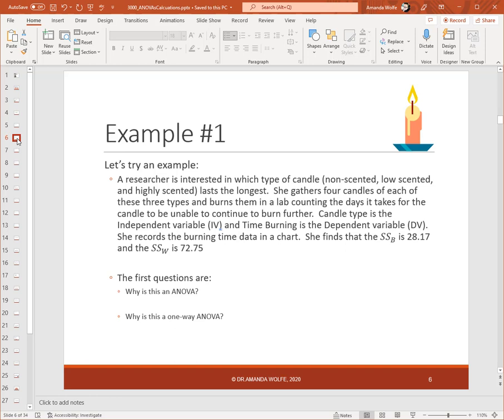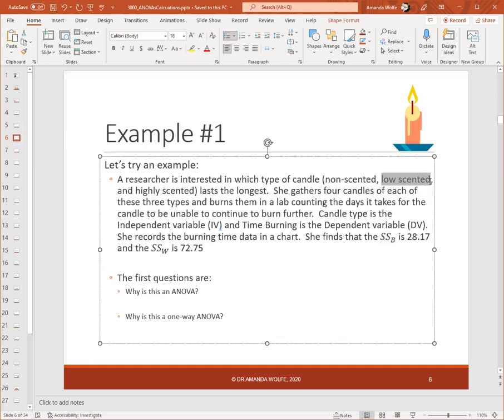So let's get to our first example. You are a researcher and you're interested in which type of candle lasts the longest. And you have 3 options: non-scented candles, low-scented candles, and highly scented candles. The researcher is going to gather 4 candles of each of these 3 types and will burn them in the lab, counting the days it takes for the candle to become unable to burn any further. Candle type is going to be our independent variable, our one factor in this ANOVA. And the time burning is the dependent variable.